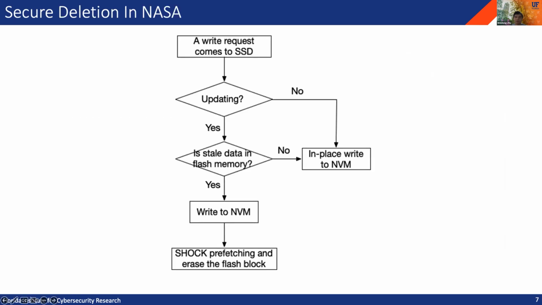So NASA mainly has the following process to handle write requests. First, if the incoming write data has no prior data existing, it will be deemed as no deletion happens, and it will be written to the NVM. Otherwise, if there's prior data, we need to determine the place of the stale data. If stale data resides in the NVM, we directly perform an in-place update to override the stale data.